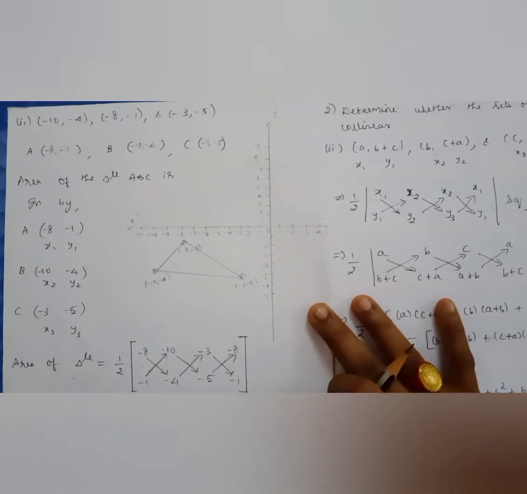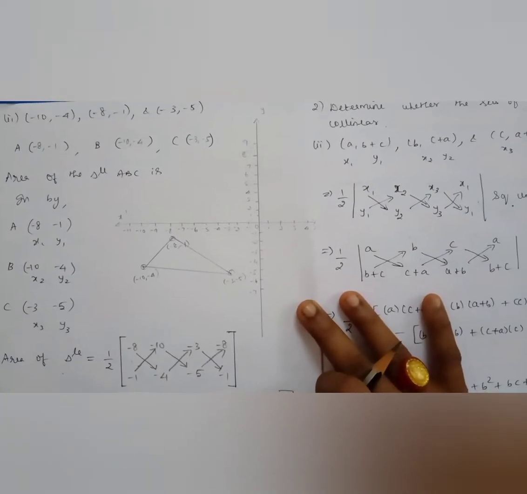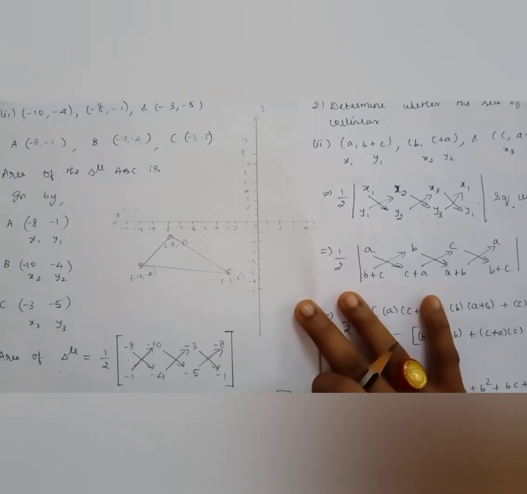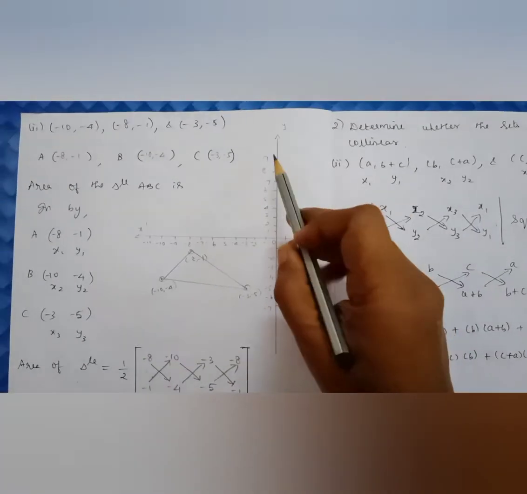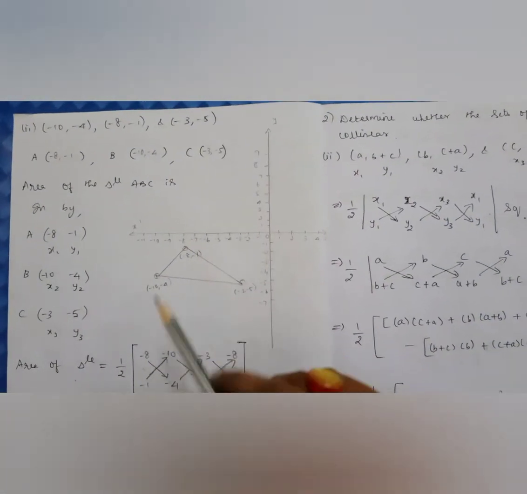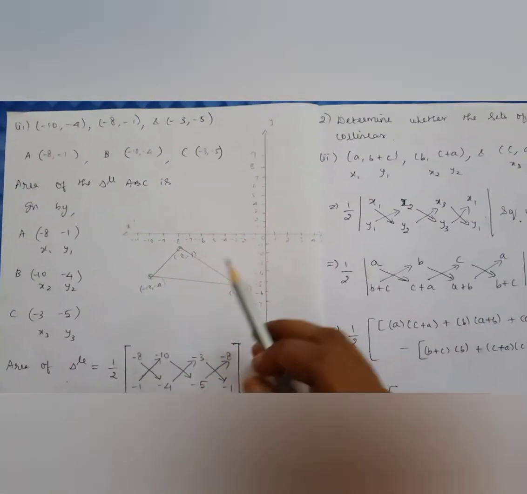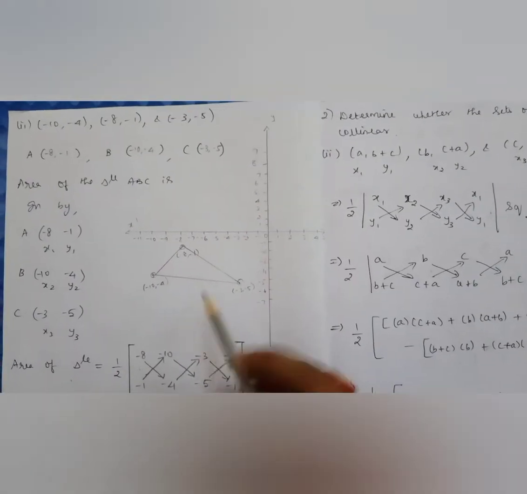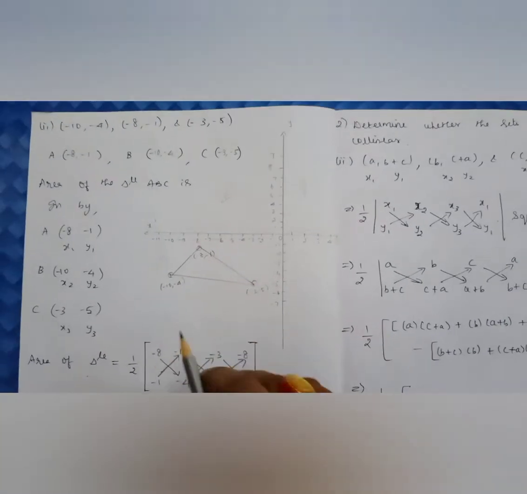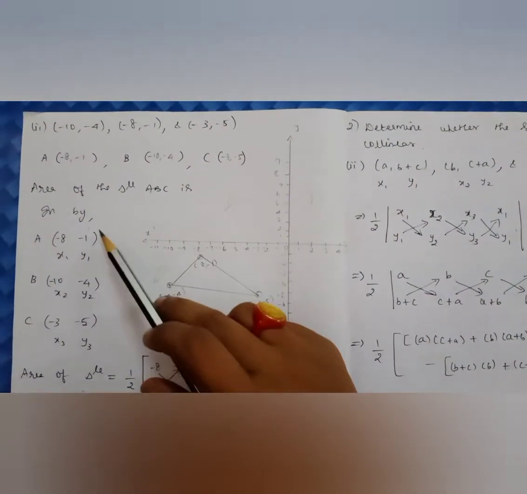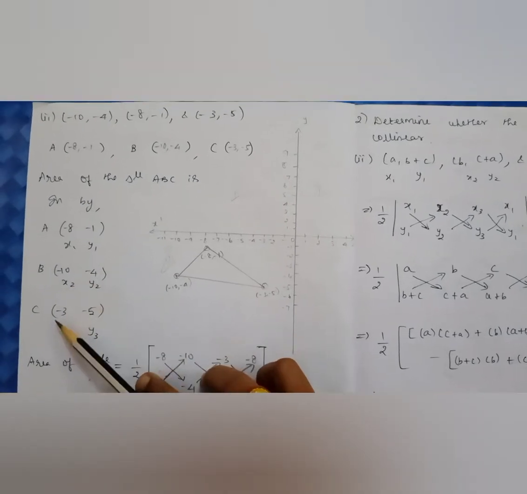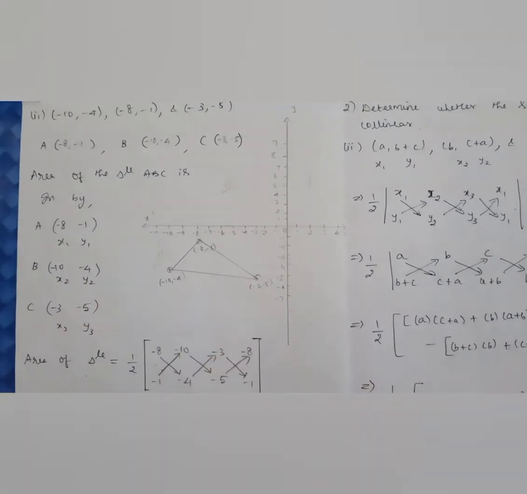Now the second subdivision: (-10, -4), (-8, -1), and (-3, -5). So as I told you earlier, I just tried to plot the points in a rough diagram, and I am getting the whole triangle to be lying on the third quadrant. So accordingly I am taking the points A(-8, -1), B(-10, -4), and C(-3, -5).